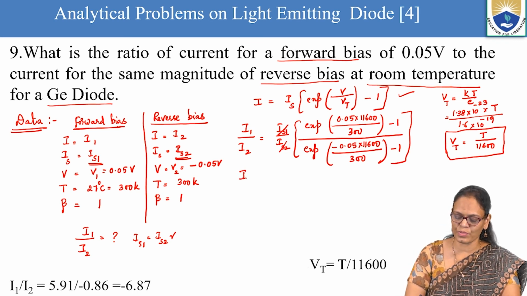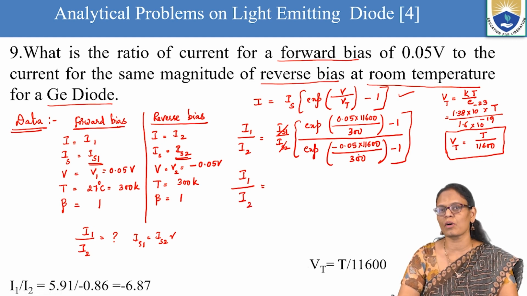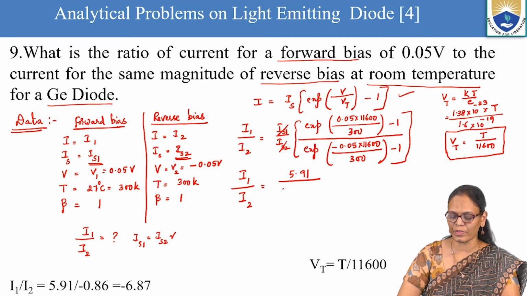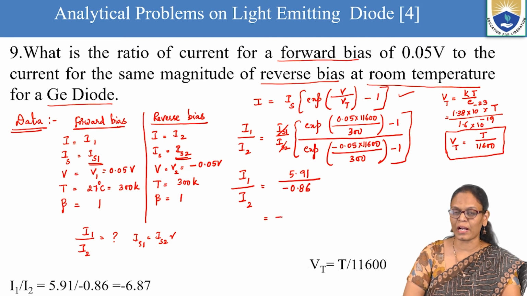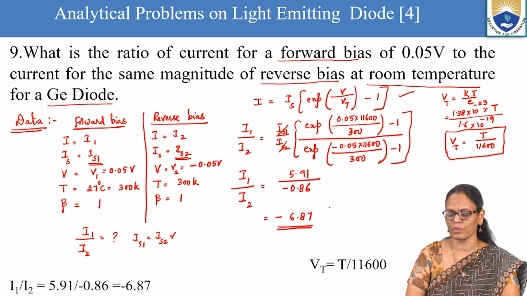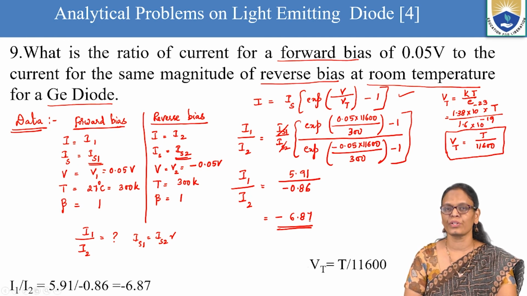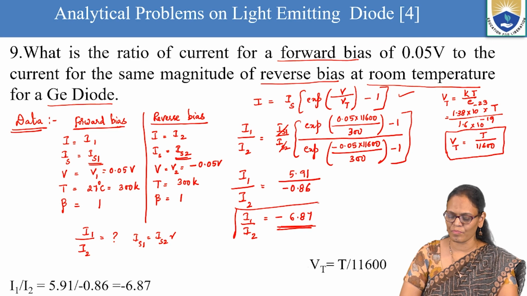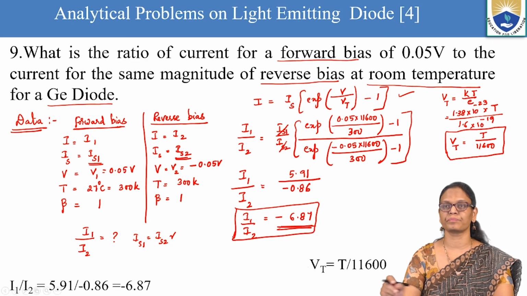So what we are going to do is I1 by I2, simplifying the numerator and denominator using the calculator. The numerator comes out to be 5.91 and the denominator is a negative value, it is minus 0.86. So the ratio will be minus 6.87. Since it is a ratio, it does not have any units. So the ratio here we are getting I1 by I2 as minus 6.87.